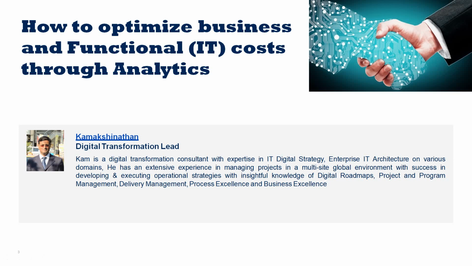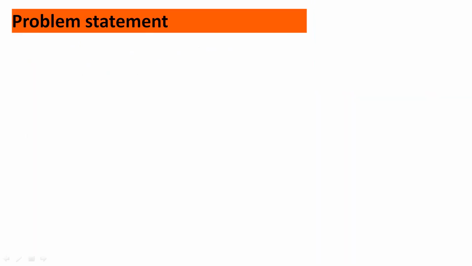Today we are going to see how to optimize the business and functional costs through analytics. And now there is a problem statement: my company wants to reduce the expenses, or the cost, optimized across all the departments, and this is my problem now. How could I achieve it?